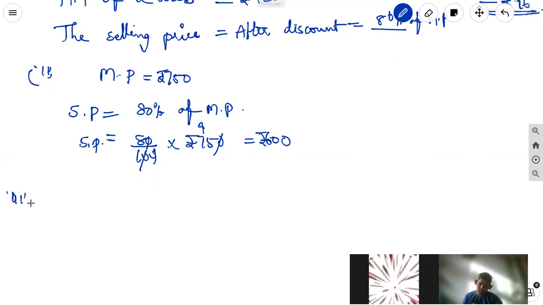Third question. What is the market price of the bag? Market price of the bag is equal to 250 rupees.